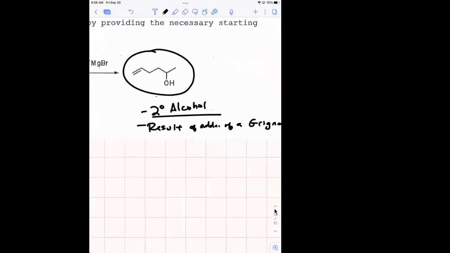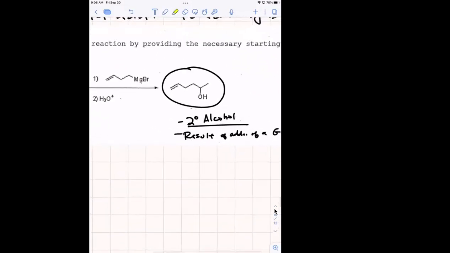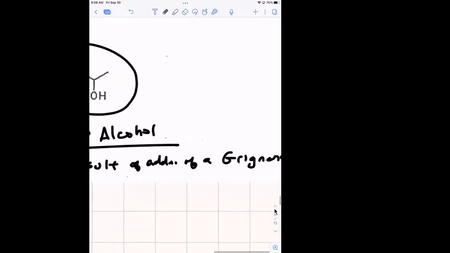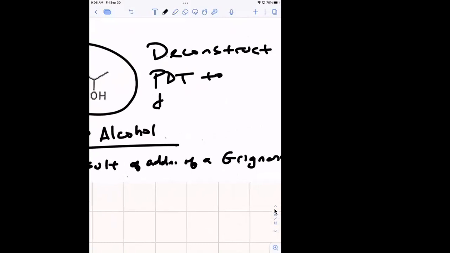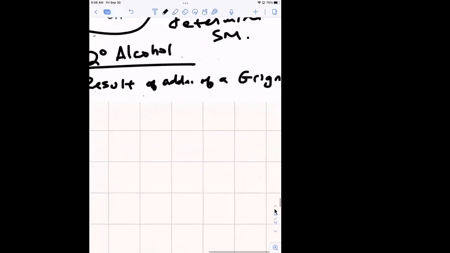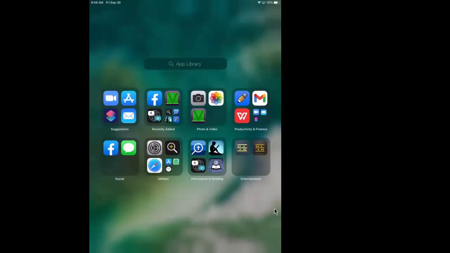Now here, one of our start materials is actually given already. The Grignard is given, right? But what we need to think about is how to deconstruct the product to get back to the start material. And that's what a retrosynthesis is. Right, so we deconstruct the product to determine the start materials. Let me give you an example real quick. You don't have to worry about writing this part down, but I want to give you an example.